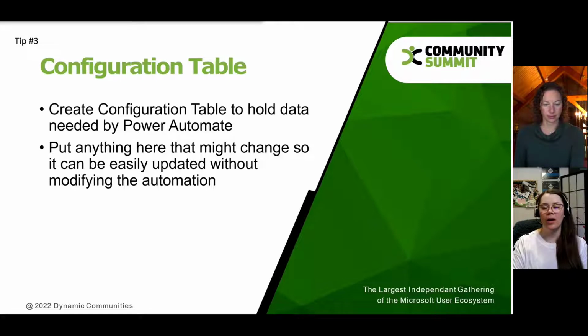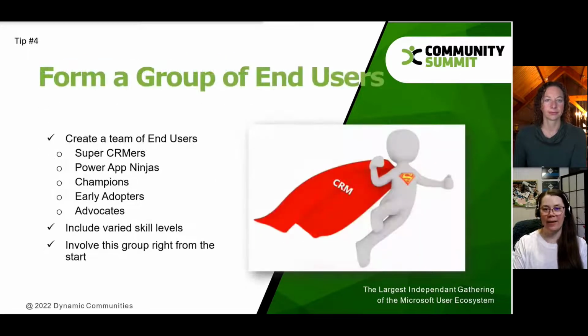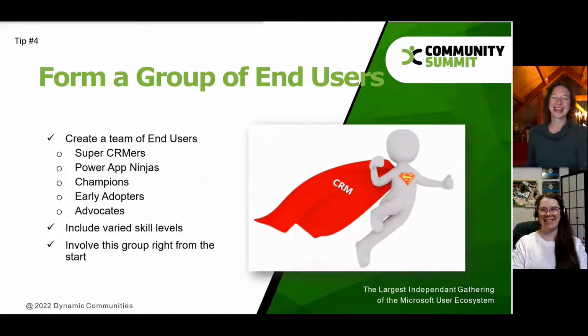So create a table that holds all of this data, and then use in Power Automate, when you create a new flow, grab that configuration table, grab the data point you need, and use that to customize the flow. And really excellent. All right, next we're going to talk about some user adoption stuff.